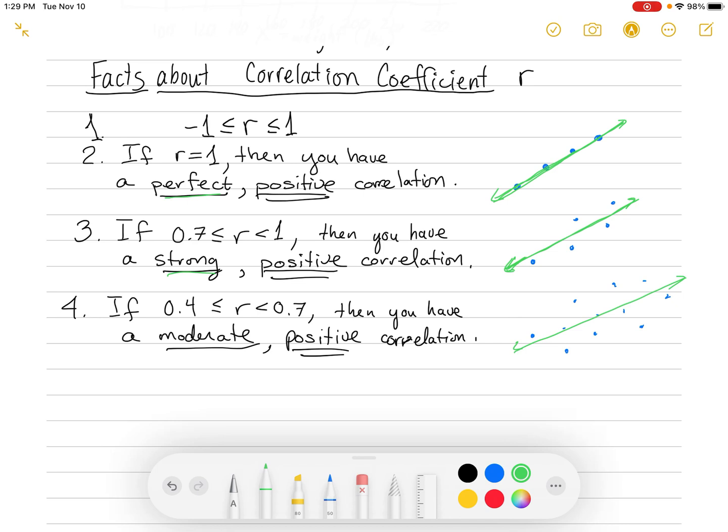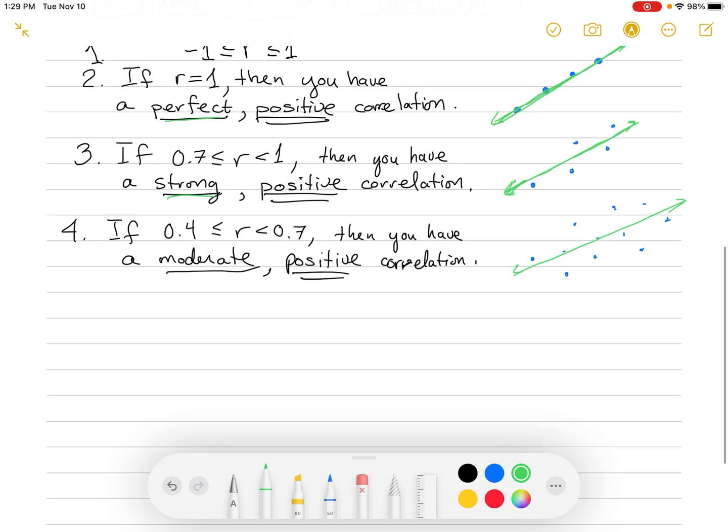This would be where you have maybe a correlation coefficient that's greater than or equal to 0.4 and less than 0.7. So moderate means, okay, the line doesn't fit the points super well, but you can generally see it's kind of taking a linear formation. And it's positive because the line's increasing from left to right.